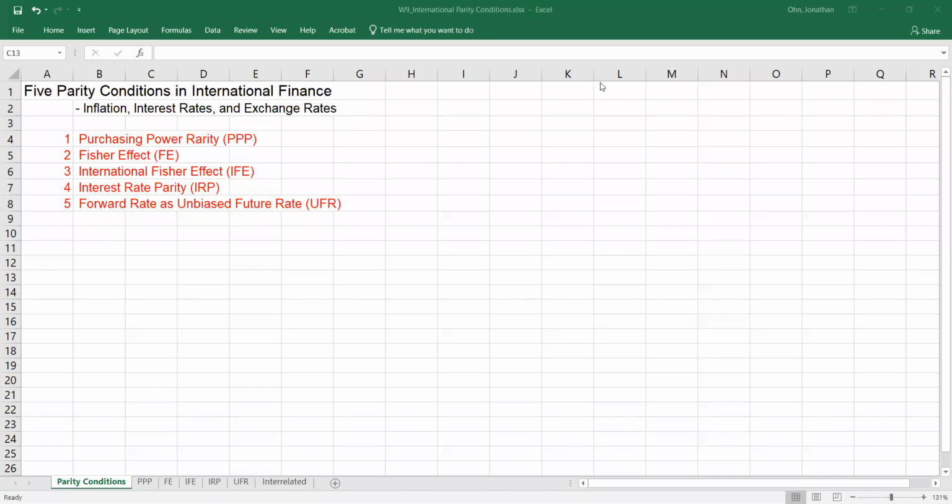All right. Today we are going to cover the 5 equilibrium conditions in international finance, or 5 parity conditions in international finance. In your textbook, it shows only three theories there, including purchasing power parity, international Fisher effect, and interest rate parity. But actually, we need 5 to complete the equilibrium condition in international finance. We need 5.